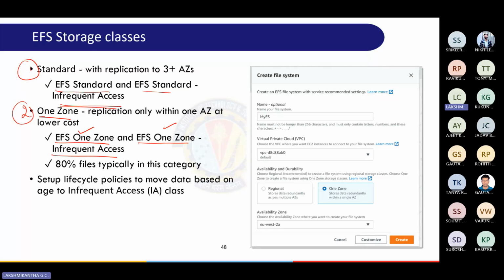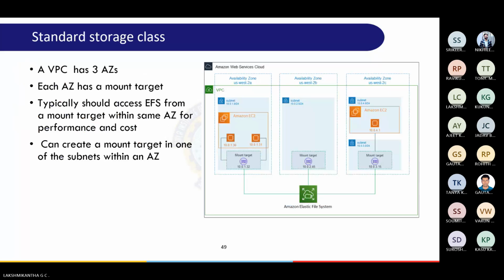Okay, so you can set up lifecycle policies to automatically move data based on its age from the standard to the infrequent access class, which ensures you always optimize your storage spending. So let's quickly visualize the deployment of EFS in the cloud. See, this is the standard storage class.